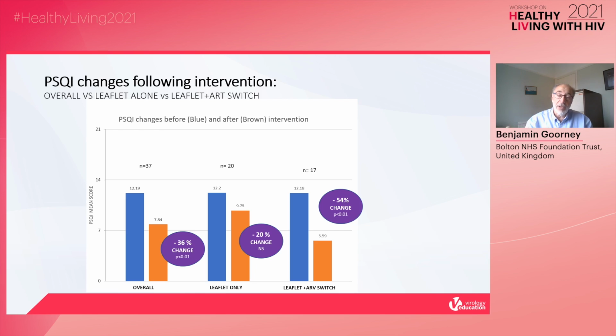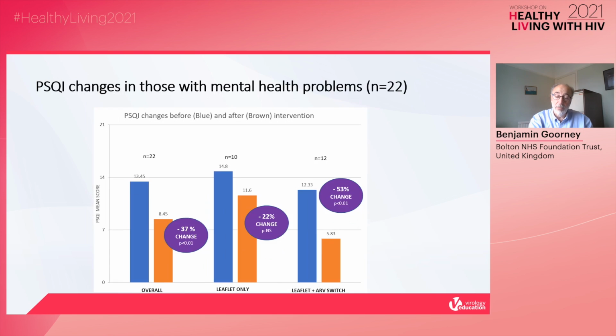And then we just repeated the analysis again, just adjusting this time for those 60% who reported mental health problems, and you can see almost identical results. So 36%, 37% overall improvement, 22% leaflets only, and 53% ARV switch, which just illustrates that patients with mental health problems responded equally as well to these interventions as those that didn't report mental health problems.